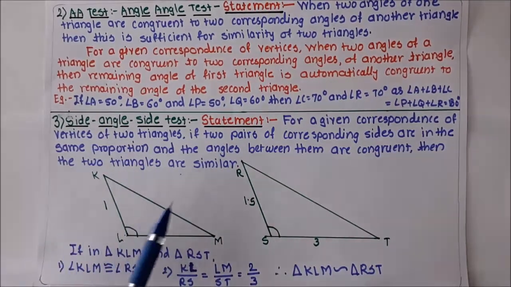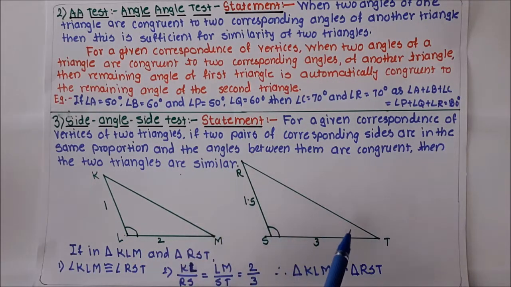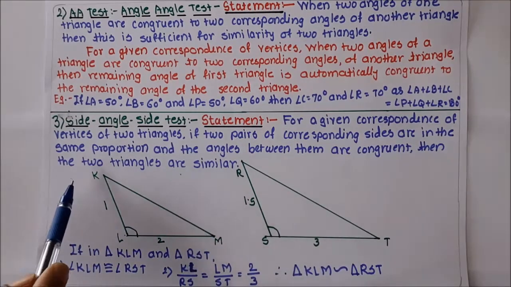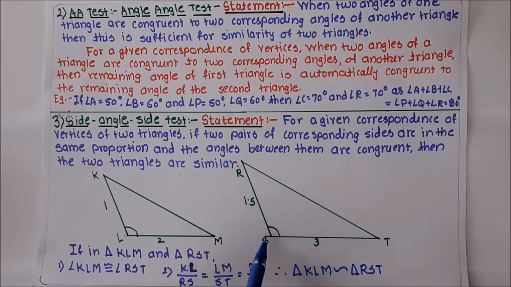Now here again I have taken two triangles. The first triangle is KLM and the second is RST. In triangle KLM, angle KLM is congruent with angle RST, meaning both angles are the same. Then sides KL and LM are proportional to RS and ST. KL upon RS is equal to LM upon ST, that is 2 by 3. You can see their measures: KL is equal to 1, RS is equal to 1.5, LM is equal to 2 and ST is equal to 3. Because of this, triangle KLM is similar to triangle RST.